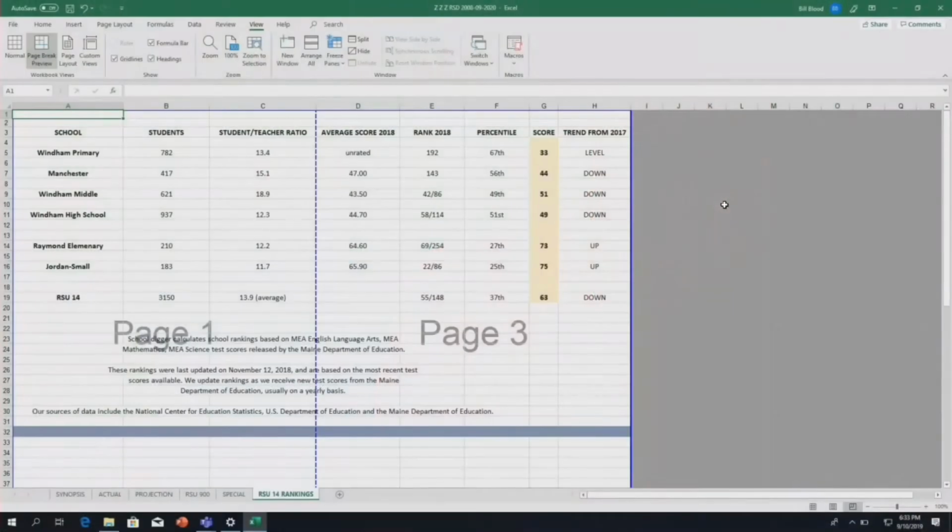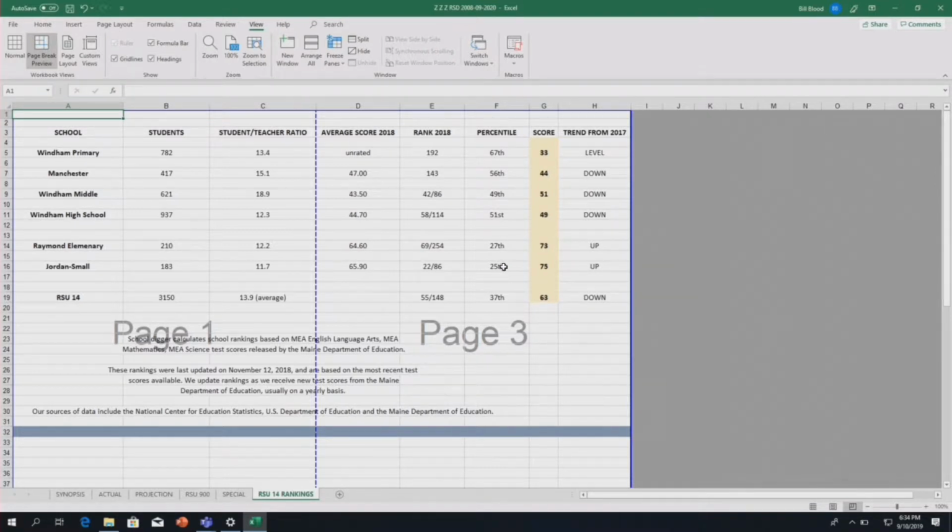When you look at the ratings of these schools, they didn't rate Wyndham Primary for some reason, but Wyndham Middle School is 42nd out of 86, in the 51st percentile. Wyndham High School is 58th out of 114, which is the 49th percentile.